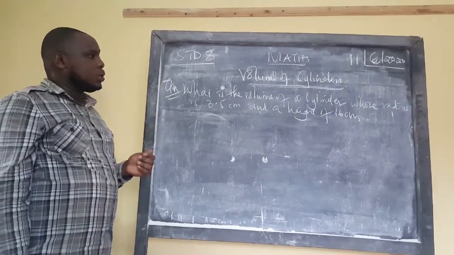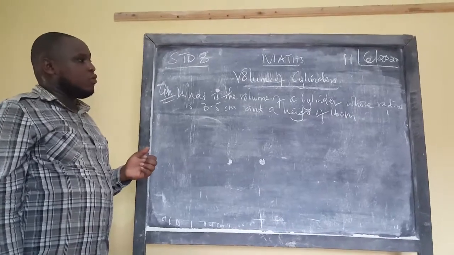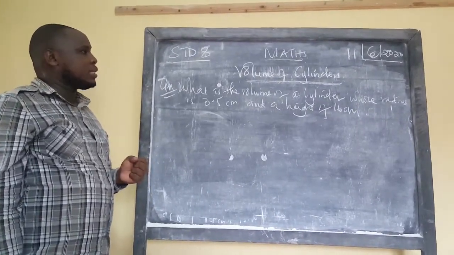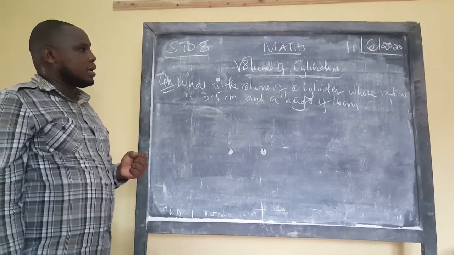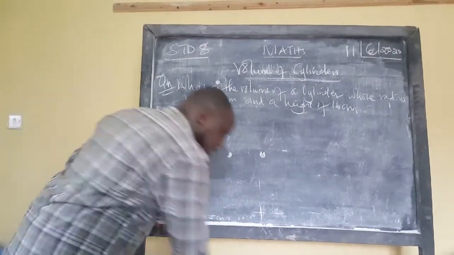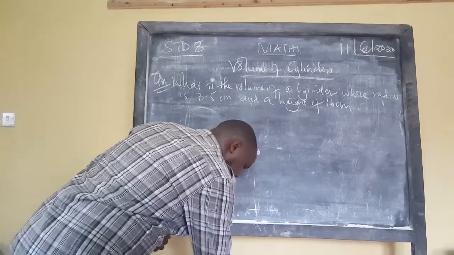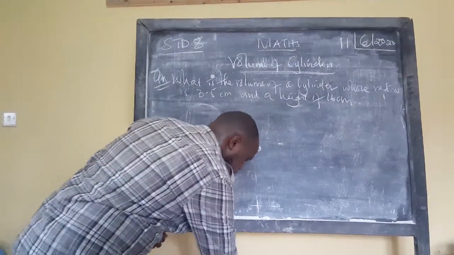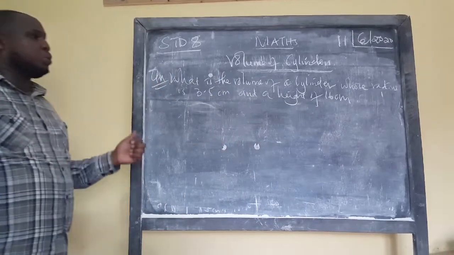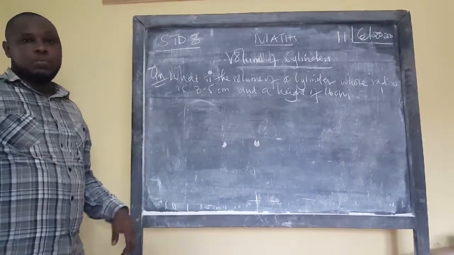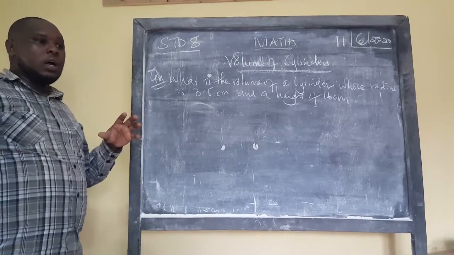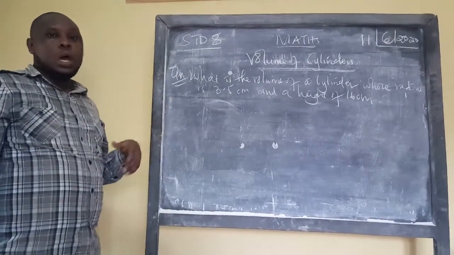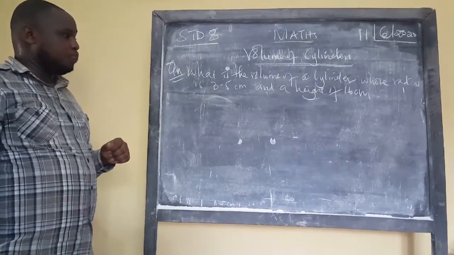Now, in today's lesson, we are going to look at the volume of cylinders. Last time we discussed the surface area of cylinders. We did surface area of cylinders, and that was to help us to be able to capture a volume. When we have the surface area, because we have already calculated the cross-section area, we can easily get the volume.